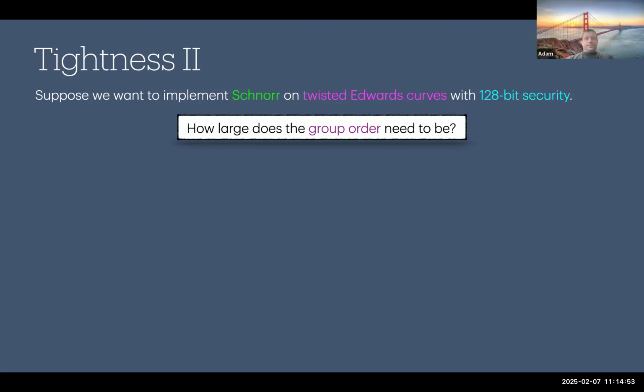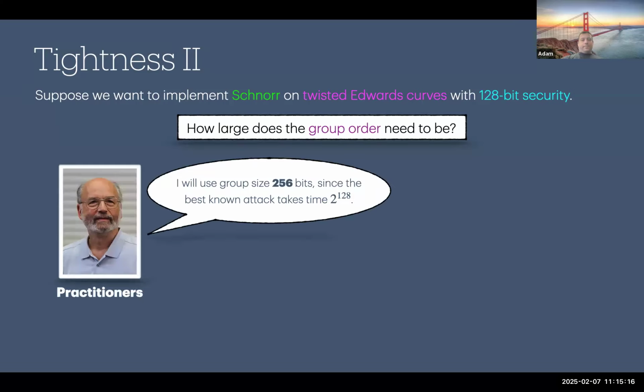Okay, so here's a question. Suppose we want to implement Schnorr on twisted Edwards curves with 128-bit security. How large do we make the group order? How many bits would the group order be? Yeah, that's what you would think, right? That's indeed the view of the practitioner. The best attack on a twisted Edwards curve, if the order has 256 bits, takes time square root of the order, so it's time 2 to the 128.